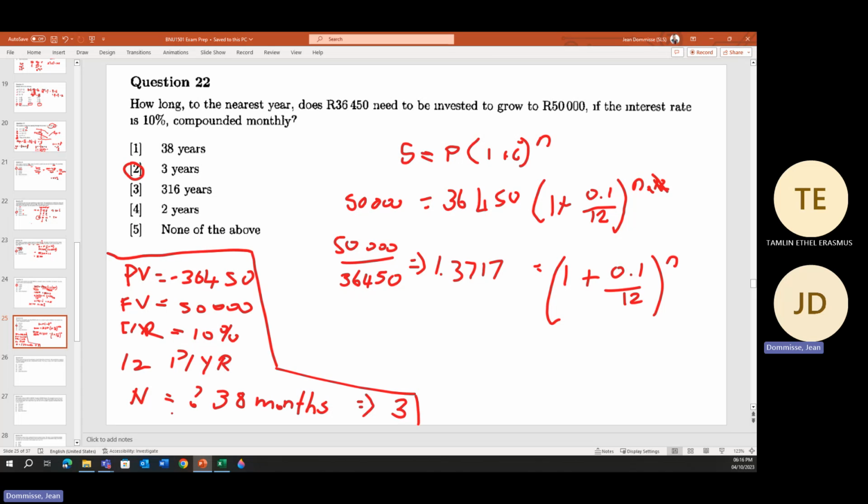Just remember, we will get 58 as your n, but that is in months because everything is compounded monthly. Unfortunately, there is also the option of 58 years. So just be careful when you do this, that we know that we need to do it on a monthly basis.